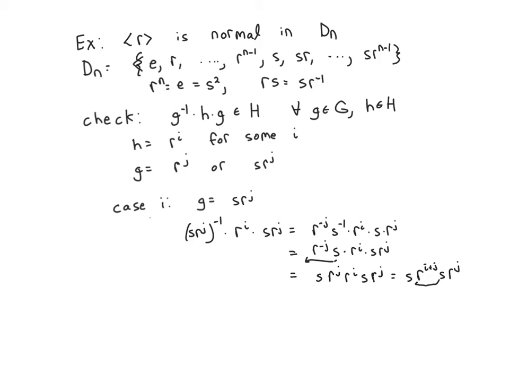Let's move this S out too. So now it becomes negative I plus J. S squared R to the negative I minus J plus J. Negative J plus J cancels and S squared is the identity, so you end up with negative I. So you end up with a rotation. So we do actually see we're closed under conjugation. So the punchline is that this is in fact normal because it satisfies the definition.